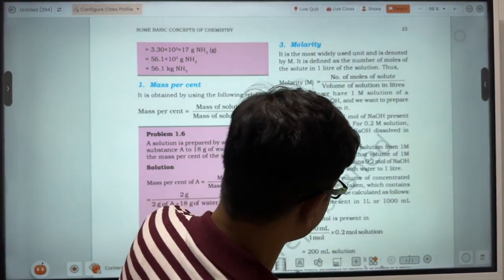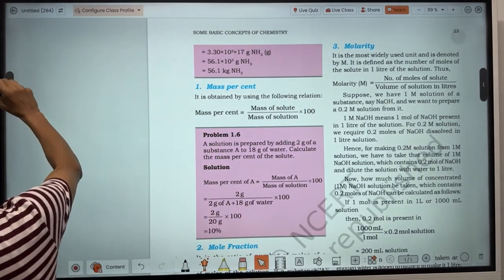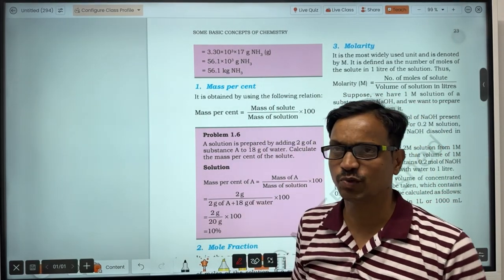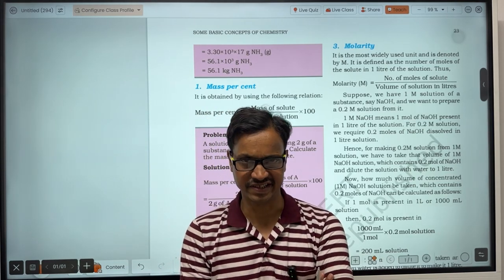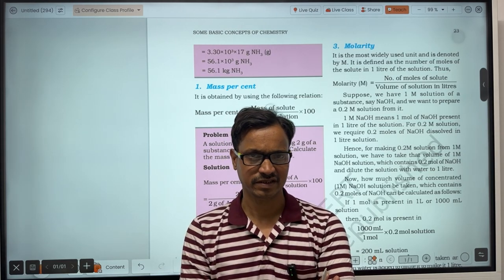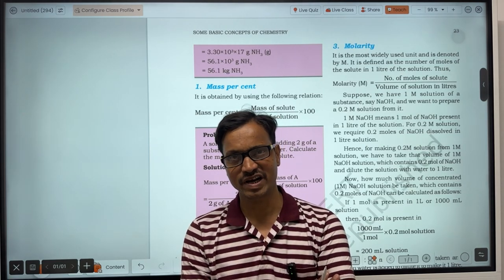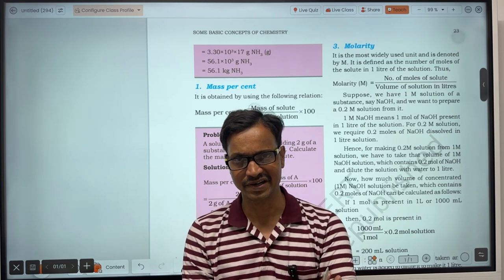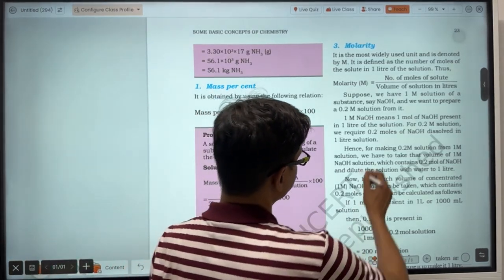Then after that is molarity. So what is molarity? Molarity tells us that if the total volume of the solution is 1 liter, then what is the number of moles of solute? That is called molarity. Molarity means the number of moles of solute present in 1 liter of solution, and it is indicated by capital M.